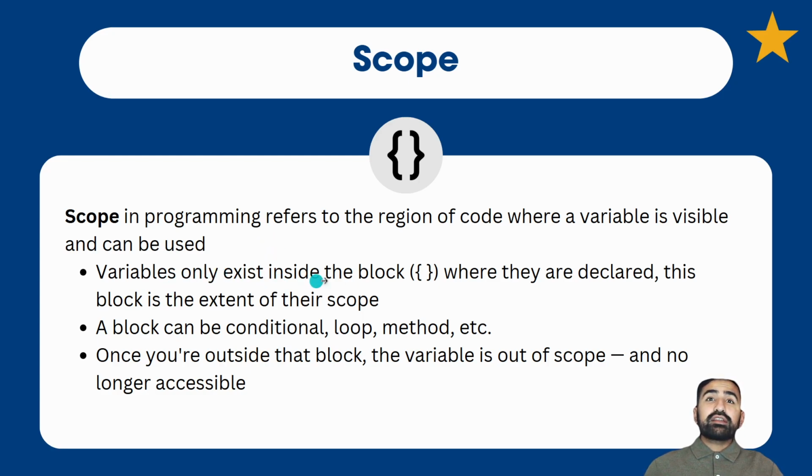Variables only exist in the block where they are declared. This block is the extent of their scope. A block could be a conditional, a loop, method, etc. Again, things we'll be covering in some future lessons. Once you're outside that block, that variable is out of scope and no longer accessible.